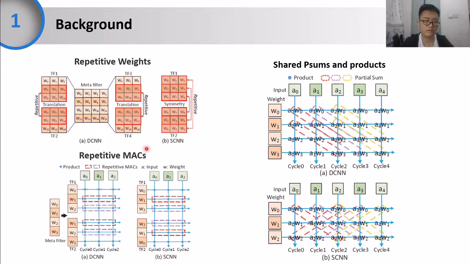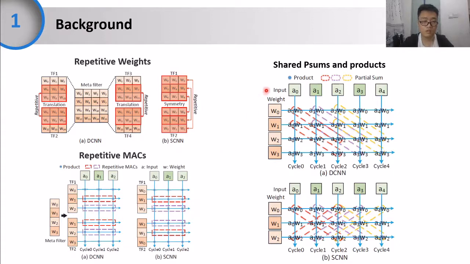Let me take the DCN and SCN as an example. Let's look at this. The entire weights of different kernels are just the same, like this row and this row, and in SCN, these three rows and these three rows are just the same. The difference is that their locations are different and they are symmetric. On the other hand, in one row of weights, there are also repetitive weights. For example, in the metafilter in the DCN, there are two kernels that have the same weights, like weight 1 and weight 2 in the TF1. Weight 1 and weight 2 are also in the TF2.